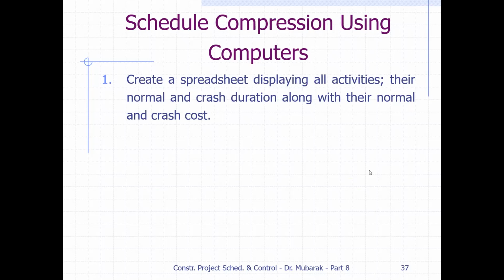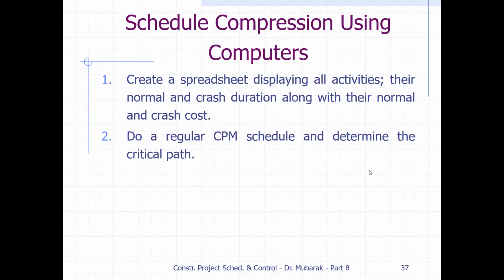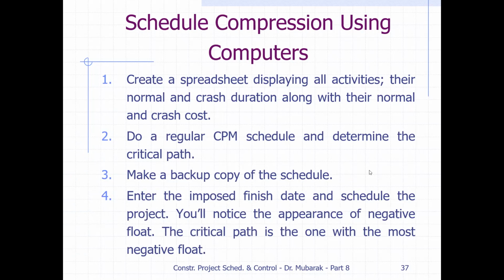For schedule compression using a computer, create a spreadsheet displaying all activities, their normal and crash durations along with their normal and crash costs. You can make this spreadsheet in Excel. Do a regular critical path method schedule and determine the critical path in Primavera, and make a backup copy of the schedule. Then enter the imposed finish date and schedule the project.